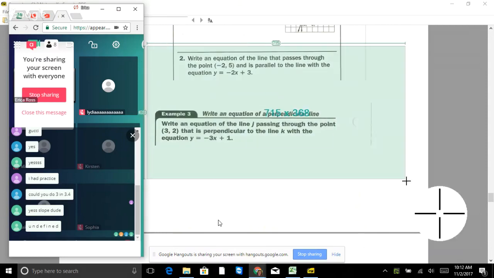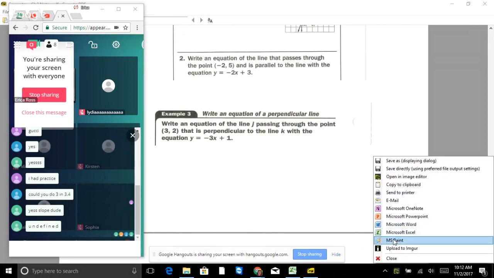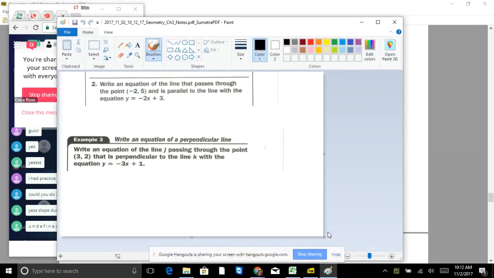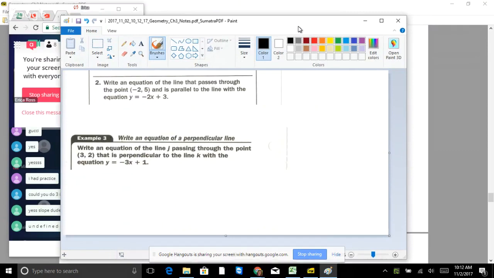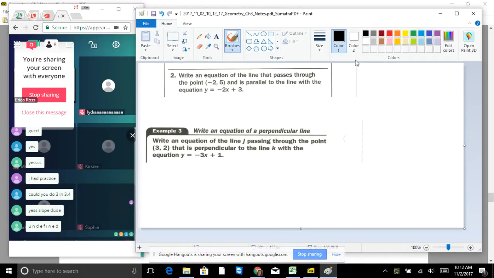I'll pull these over to Paint so that we can work with them. Just to review, the first part of this chapter was when we had two parallel lines and we talked about a transversal line that cut through them. We spent a lot of time talking about transversal lines, and there were a lot of theorems and properties that went with that. So when you get ready for your test, make sure you review all of those.